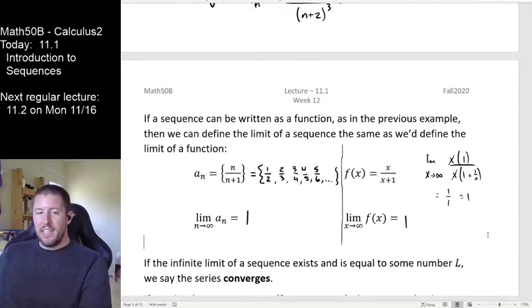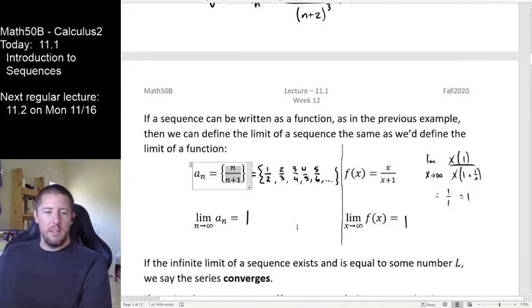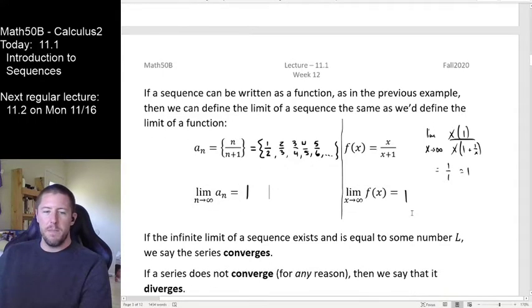The good news is, if we can write a sequence as a function like this, the function n over n plus 1, then the infinite limit of our sequence is equal to the infinite limit of the associated function that it's related to. That's the big key to this one. If we can write the sequence as a function, then their limits are equal to each other, and everything you need to know about sequences, you just need to know about our limit laws associated with functions.